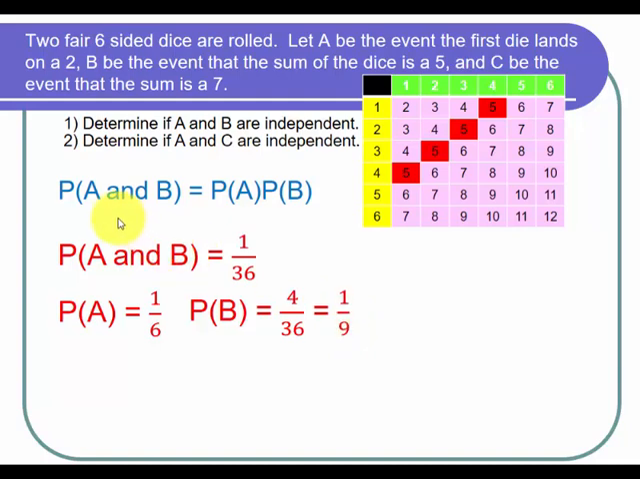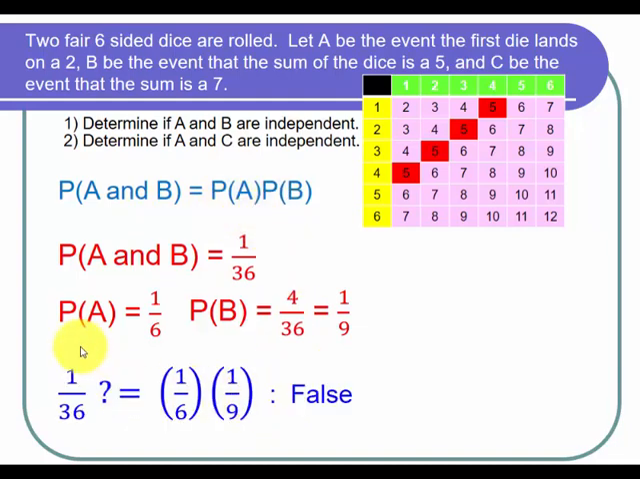So now let's check to see if the probability of A and B is equal to the probability of A times the probability of B. Well, we plug in. Probability of A and B, that was 1 over 36. And is that equal to the probability of A, that's 1 over 6, times the probability of B, that was 1 over 9? Well, 1 over 6 times 1 over 9 is 1 over 54. And 1 over 36 is not equal to 1 over 54. So that's false. A and B are not independent.